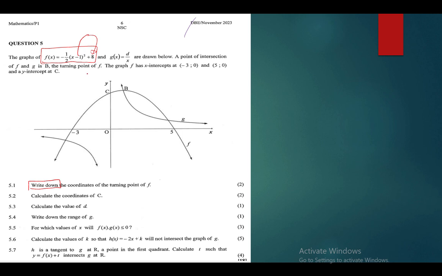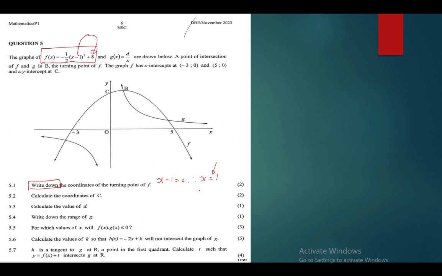The way they wrote your function, it's easy to find the turning point. So you just go to the brackets. Say in your brackets you have x minus 1. So go to your brackets, x minus 1 equate to 0 and solve for x. Therefore x equals 1. So this x being 1 is the x turning point of the function f.